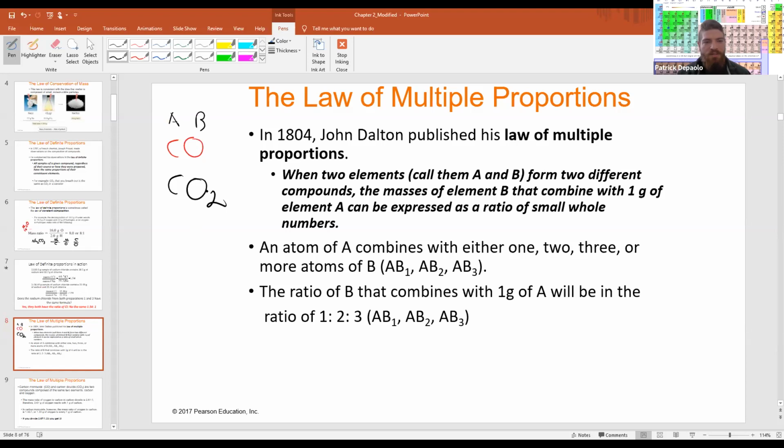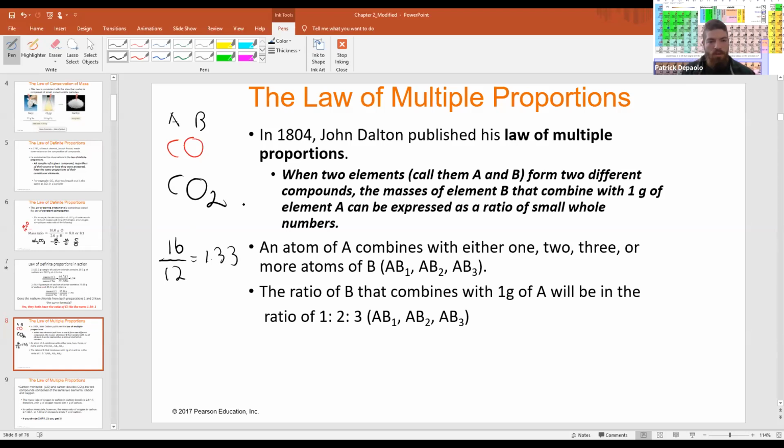So here's what I mean. I'll do this math right now. If you get lost in the molar masses, don't worry, we'll cover that later. Oxygen is 16 grams per mole, and carbon is 12. So the mass of oxygen per 1 gram of carbon in CO is 16 over 12. Let me get my calculator out. 16 divided by 12 is 1.33.